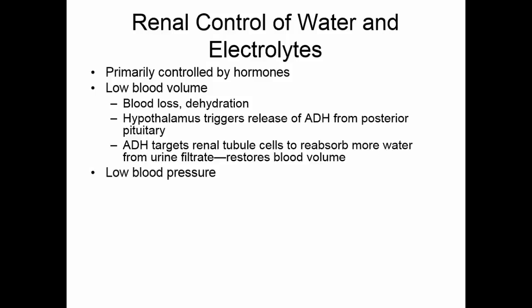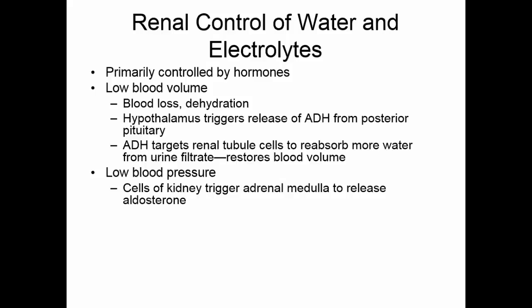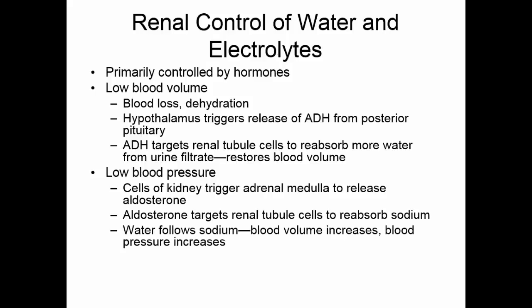Low blood pressure will also trigger some control of water and electrolytes by the kidney. The cells of the kidney will trigger the adrenal medulla to release aldosterone if blood pressure gets too low. Aldosterone tells the renal tubule cells to reabsorb more sodium. Again, this is at the distal convoluted tubule. Wherever sodium goes, water follows. So if we're saving sodium back into the blood, water is following along and going back into the blood as well. This will increase blood volume, and when we increase blood volume, we increase blood pressure.